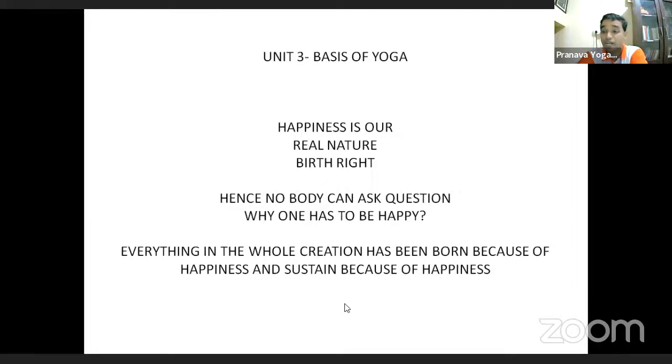Karana, I was talking about the karana, karana sharira. Sthula, sukshma, karana sharira. Sthula sharira, sukshma sharira is also because of this karana sharira. Yesterday we saw panchakosha, right? Annamaya kosha, which is sthula sharira, pranamaya, manomaya and vijnanamaya kosha are sukshma shariras. Even the sthula and sukshma shariras are existing because of this karana sharira, this karana cause. So why do I take birth? Because of this karana, there is some karana. Everything in the whole creation has been born because of this karana, happiness. And sustained also because of this happiness.